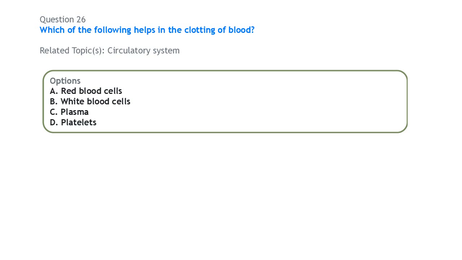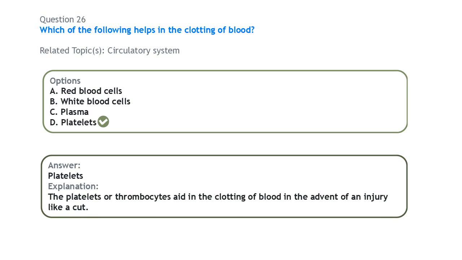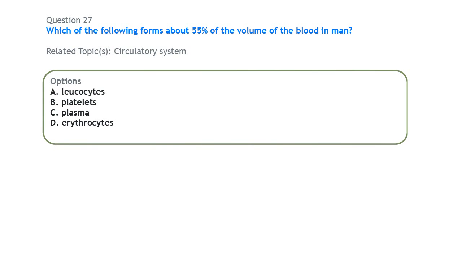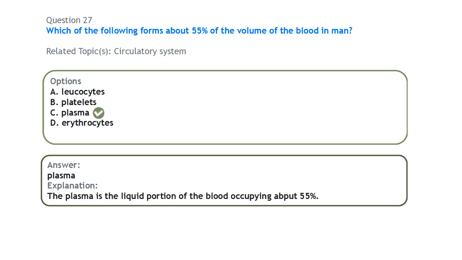Alright, first question here. Which of the following helps in the clotting of blood? The platelet, or what we call the thrombocyte, aids in the clotting of blood during injury. Next, on circulatory system, which of the following forms about 55% of the volume of blood in man? So the largest constituent of the volume of blood in man is the plasma. It is a liquid portion of the blood that occupies about 55%.